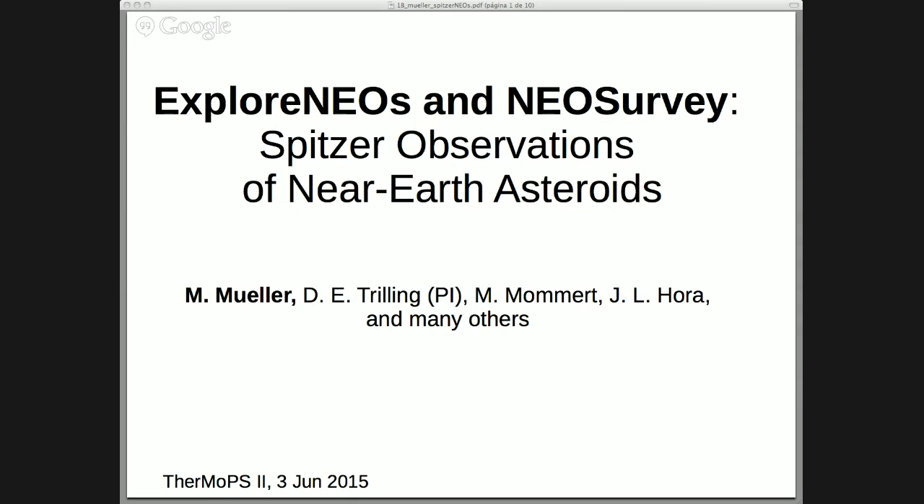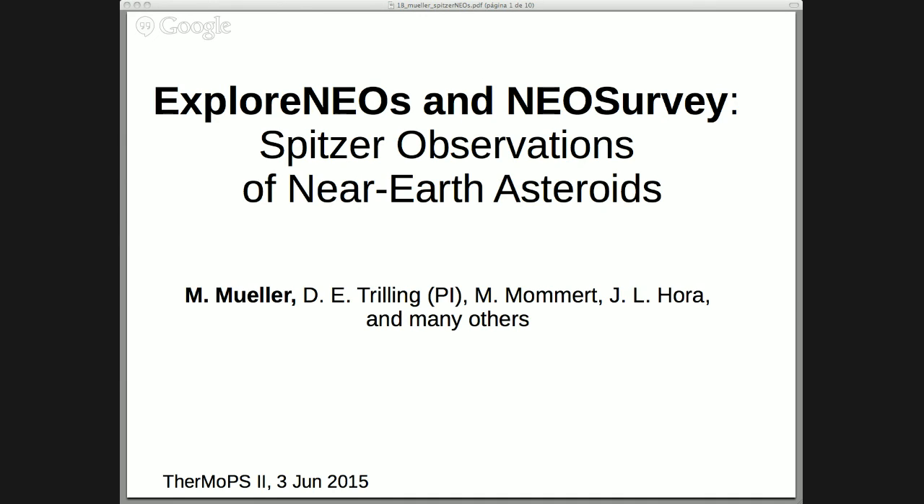So this is really just a little advertisement plug on two observing programs that I'm a part of. Both use warm Spitzer to observe near-Earth asteroids. Dave Trilling is the PI of both. And Michael Mommert, Joe Hoare, and a number of other people, some in this room, are involved in one or both of them.